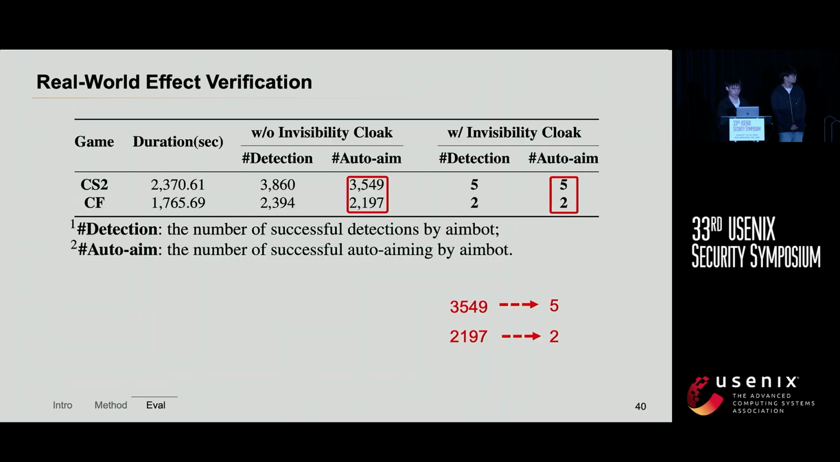We also test our clock in real matches, and in these two 30-minute game sessions, the visual aimbot could only successfully auto-aim a few times, reduced from 1,000 times to several times. So this indicates that our method achieved an almost 100% defense success rate.